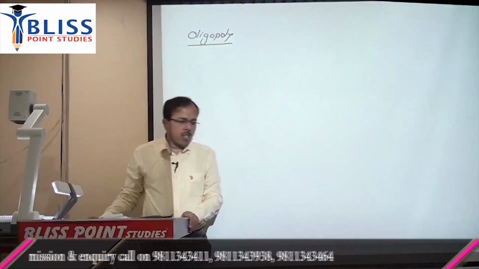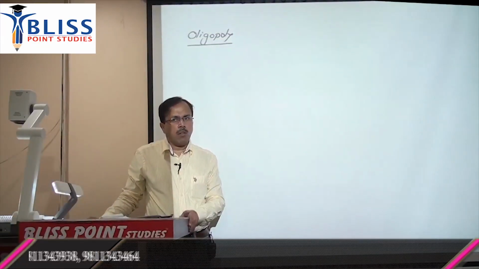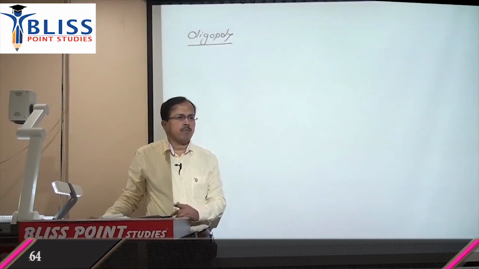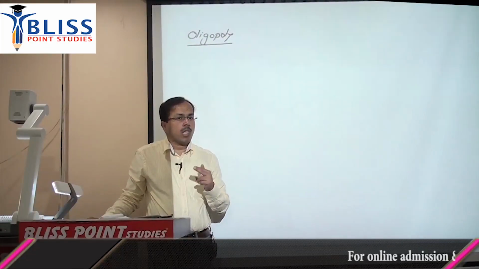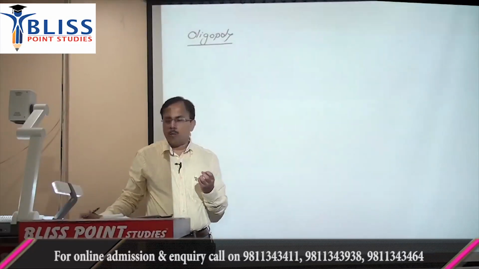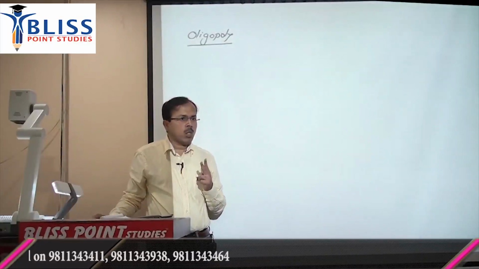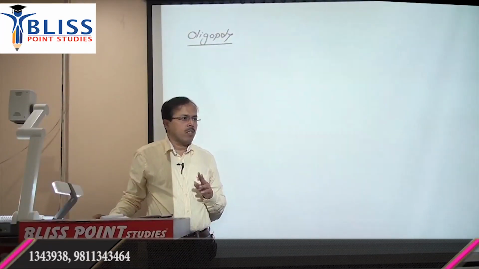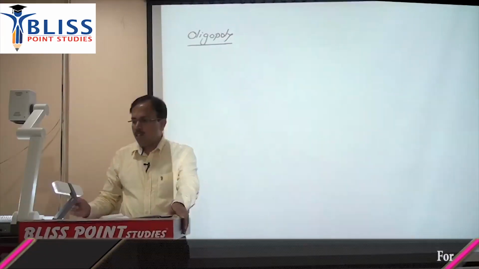Remember this classification of competition: monopoly, oligopoly, monopolistic is mainly on the basis of number of sellers. If there is one seller, it is monopoly. More than one but not large in number, in fact if there are few sellers, then it is mainly oligopoly. If there are exactly two sellers, it will be duopoly. So this classification is on the basis of number of sellers.